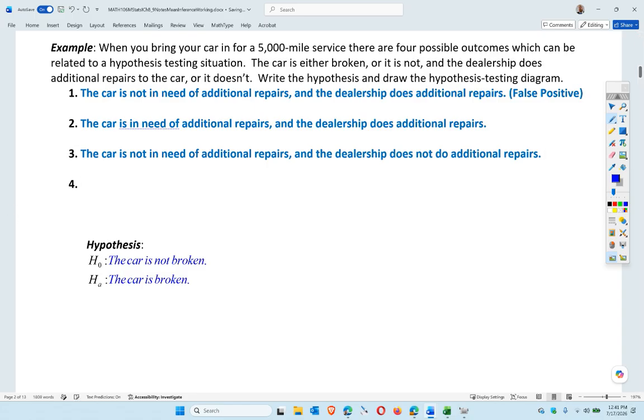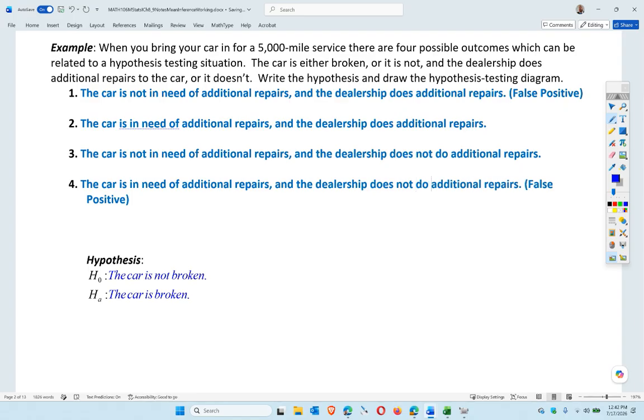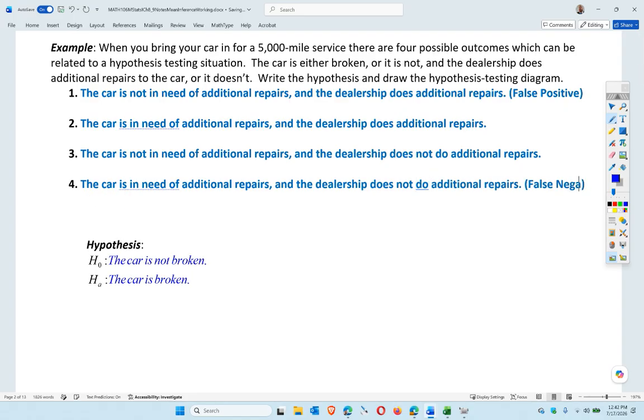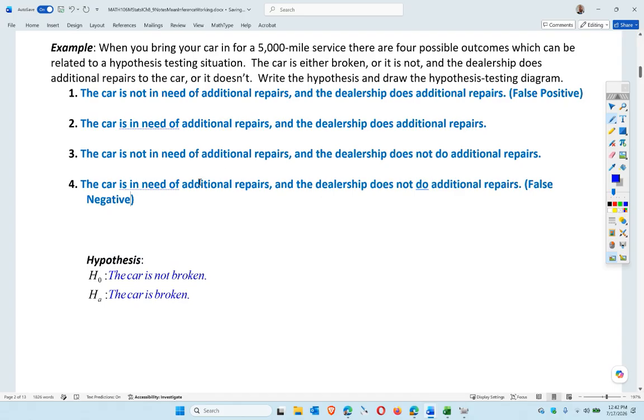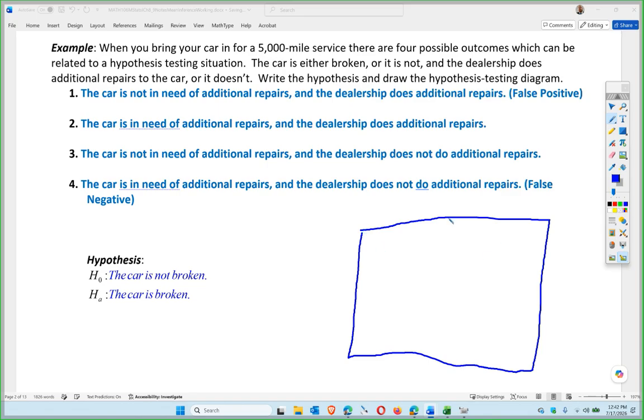Okay, and lastly, the car is in need of additional repairs, and the dealership does not do additional repairs. That's a false negative. They didn't find the actual problem, correct? So if we draw the picture, let's see how well I can do this freehand here. Make a box. Oh boy, that's not a very good box, huh?